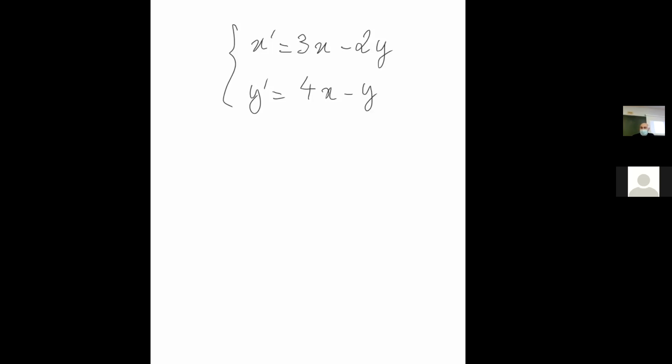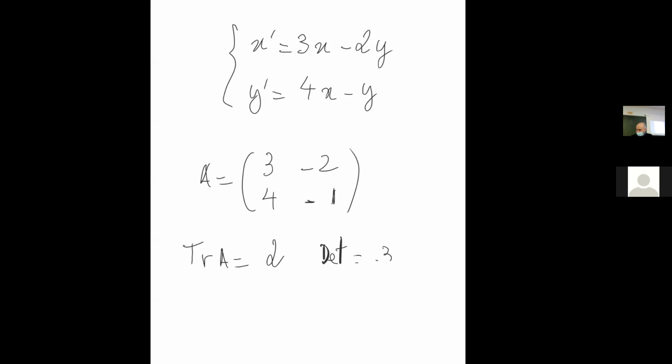So first of all, let's compute the eigenvalues of the associated matrix. So we have A, which is equal to 3, minus 2, 4, minus 1. So if I compute the trace, it is 2. And the determinant is minus 3 plus 8 equals 5.